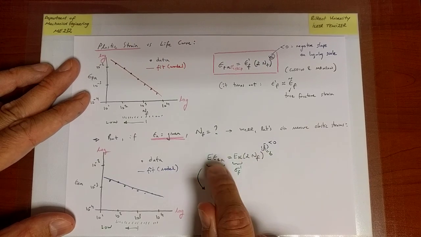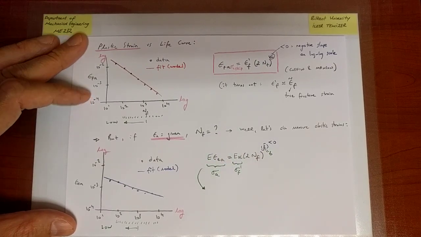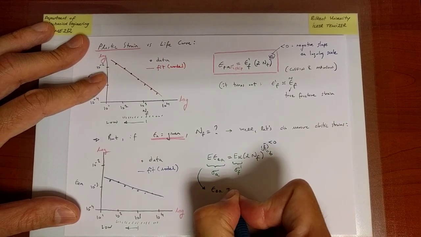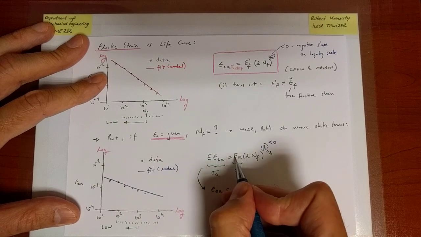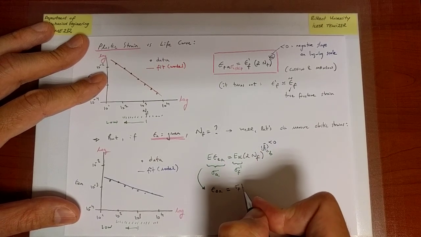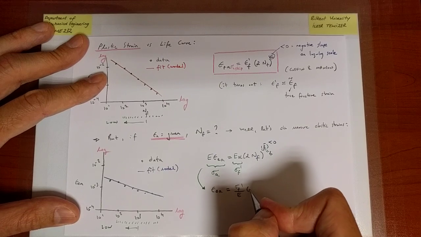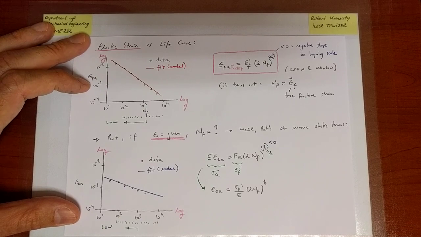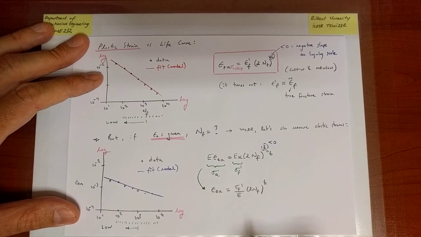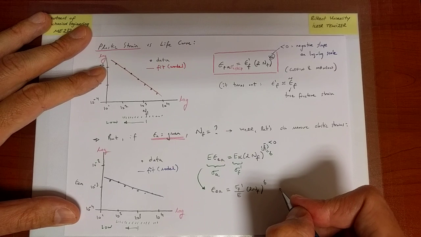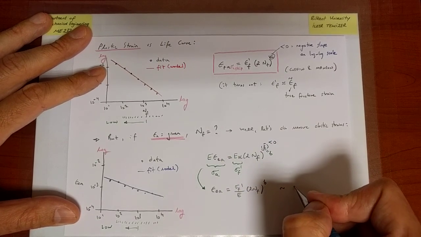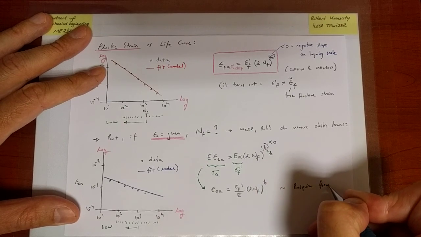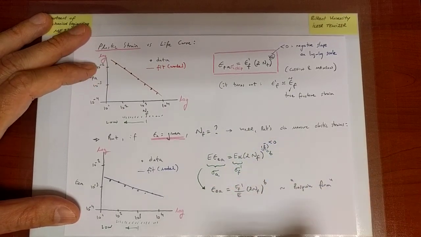And once I do that, I'm going to divide both sides by E again. We are going to write that epsilon EA is equal to E alpha over E, or sigma f prime over E, times 2Nf to the power b. And therefore, we are essentially going to propose a relation that is motivated by the Basquin form.